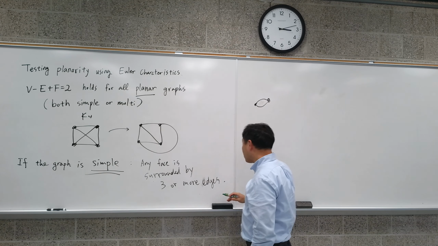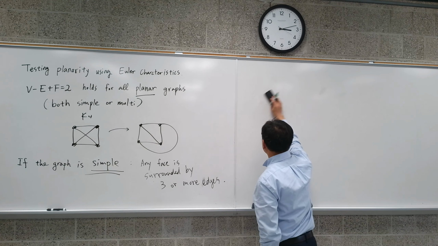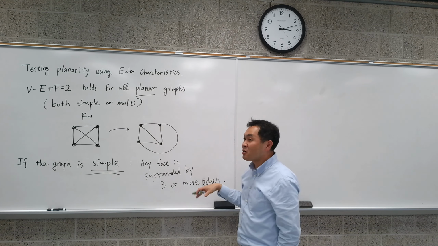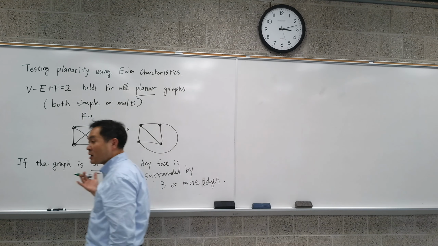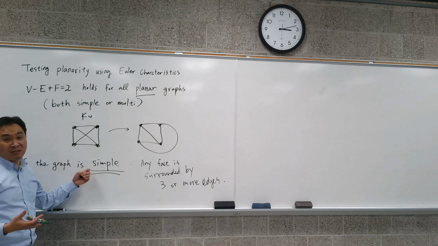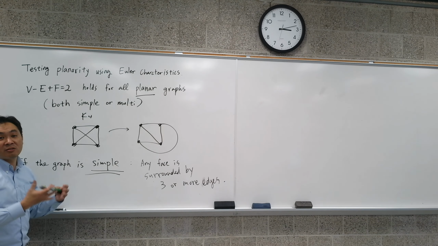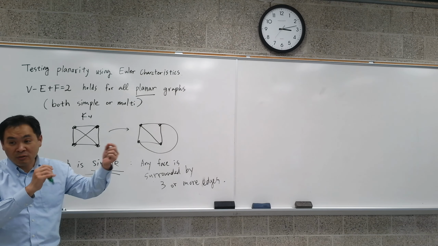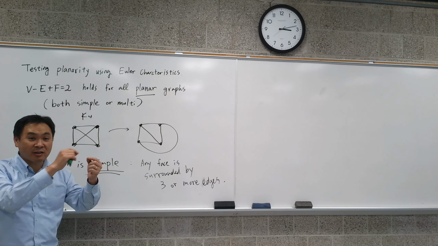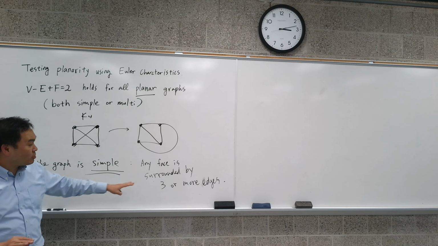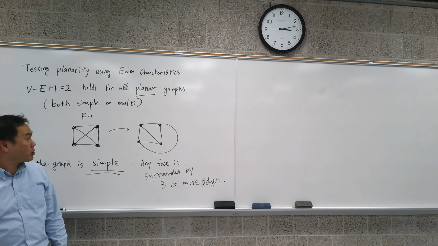Okay? So we're going to come up with a criterion that could be used to show that certain graphs are not planar, assuming that it's simple. So let's say somebody gives you a simple graph. That's easy to tell, right? You just look at every vertex, see if there's more than one connection, then immediately that's a multigraph. But if it's a simple graph, then you know that each face is surrounded by 3 or more edges, right?